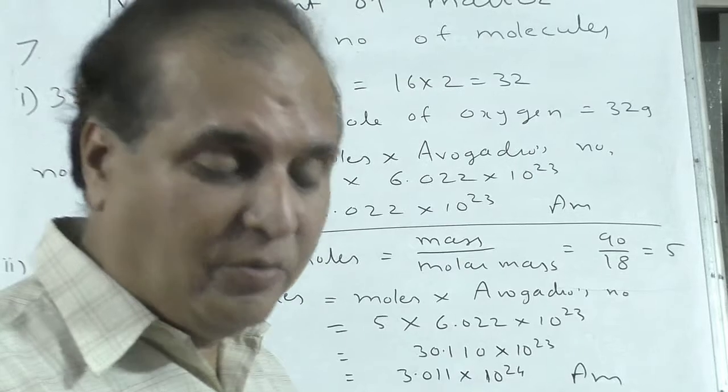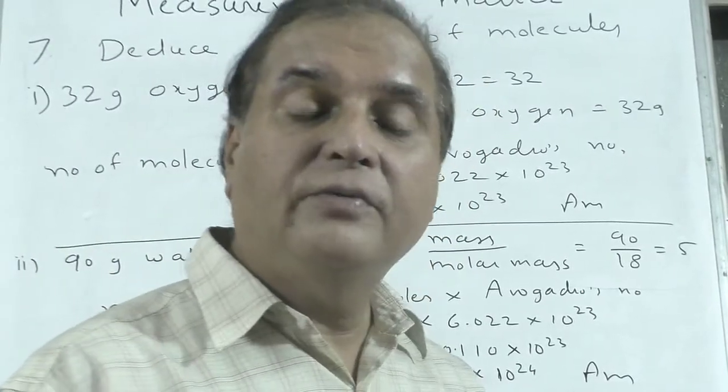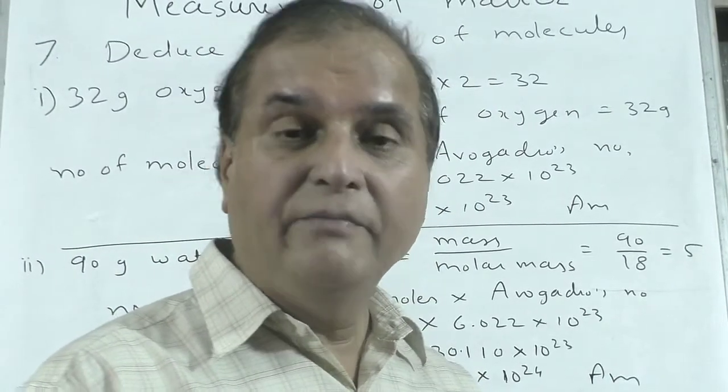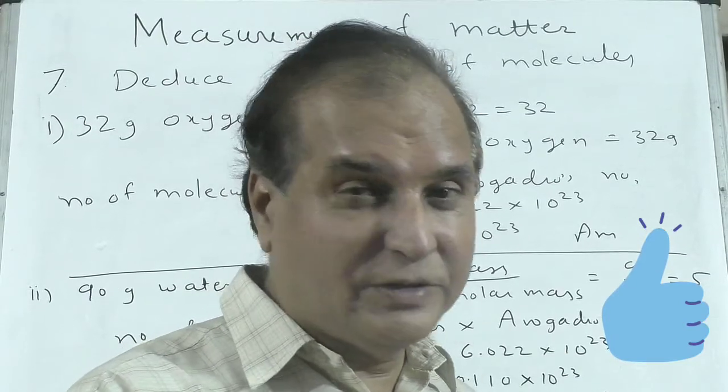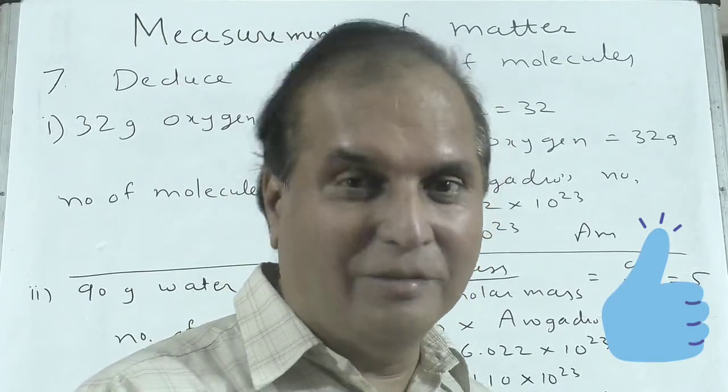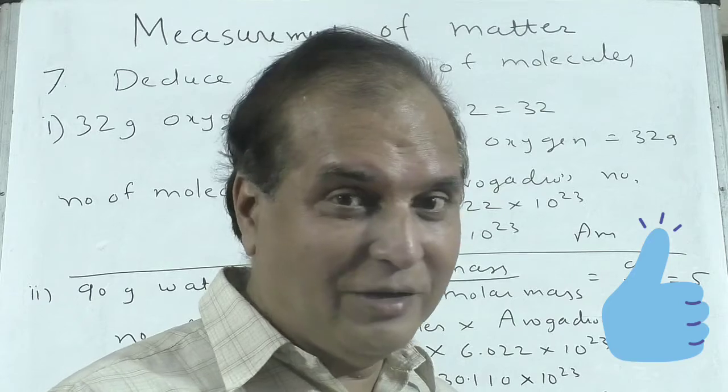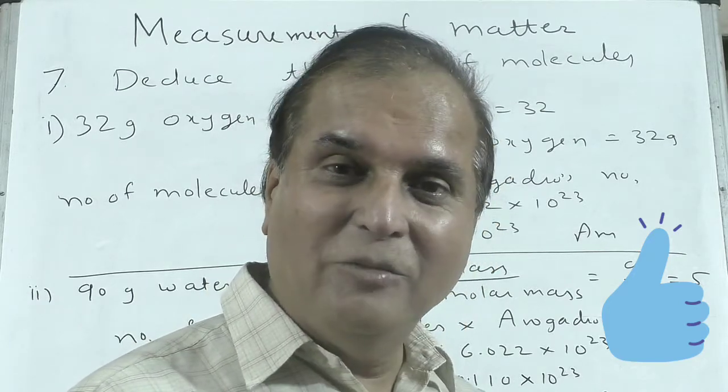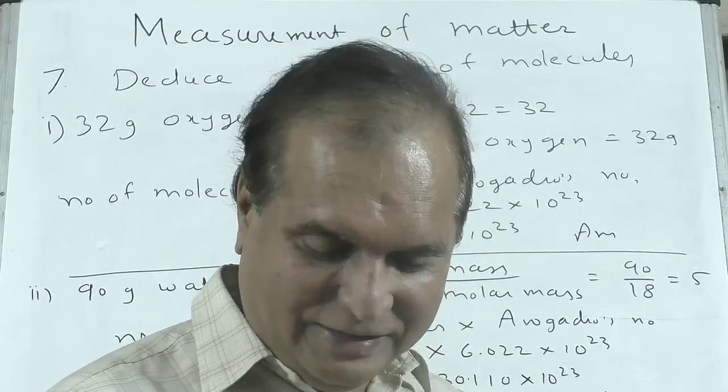Let's deduce the number of molecules. Okay, how to find the number of molecules? So the number of moles you have to first find out, into Avogadro number. 1 mole is Avogadro number of molecules, so those many moles into Avogadro number. Understanding?